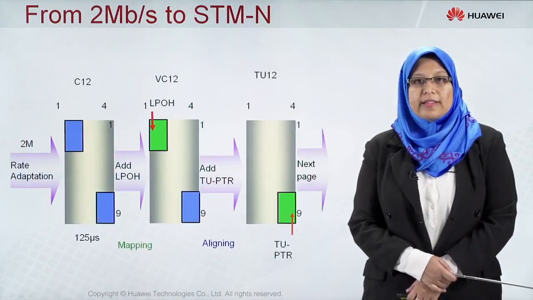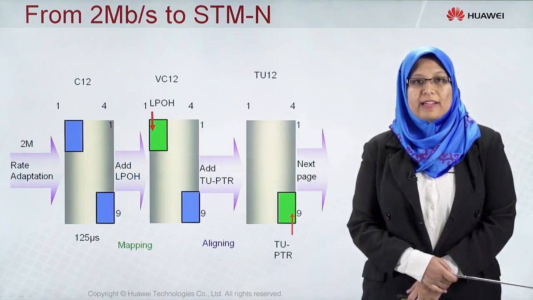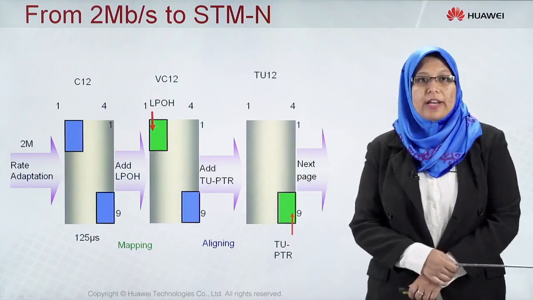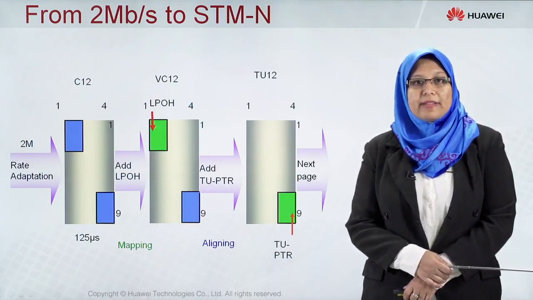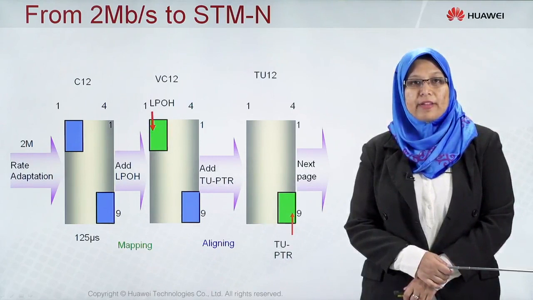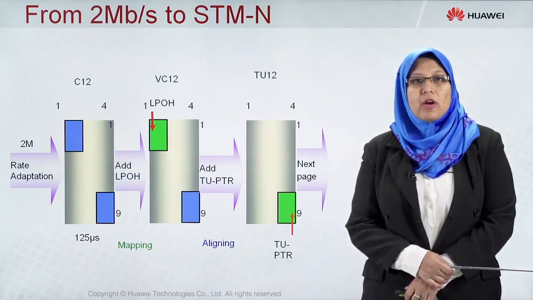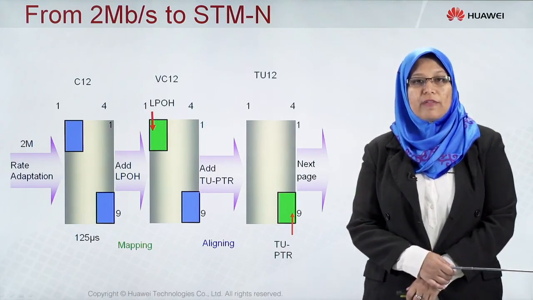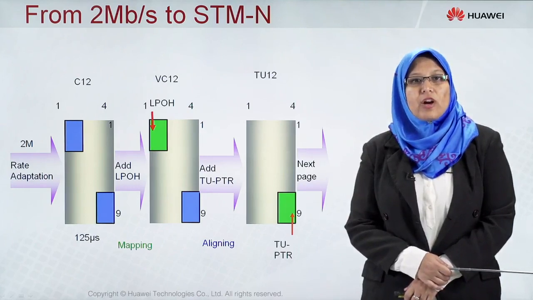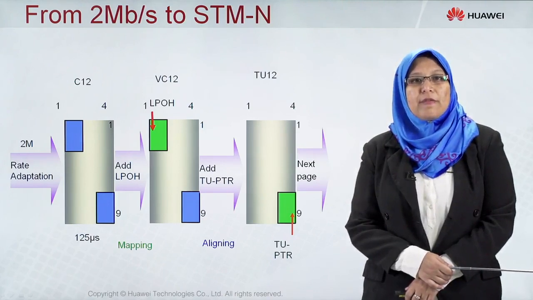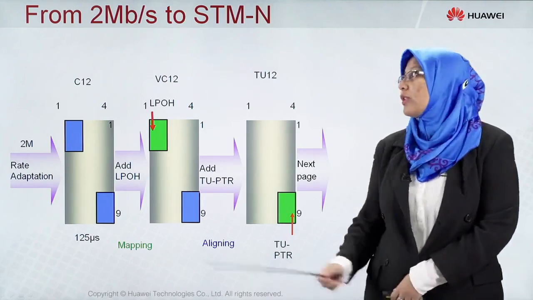From 2 megabit per second to STM-N, firstly, the 2 megabit per second signals shall be adapted into the corresponding standard container, which is C12, via rate adaptation. To monitor on a real-time basis the performance of each 2 megabit per second path signal during transmission on the SDH network, the C12 must be further packed, by adding the corresponding path overhead or lower order overhead to form a VC12 information structure. For correct aligning of VC12 frames at the receiving end, a 4-byte TU pointer is added to the 4 notches of the VC12 multiframe. Then the information structure of the signal changes into TU12.